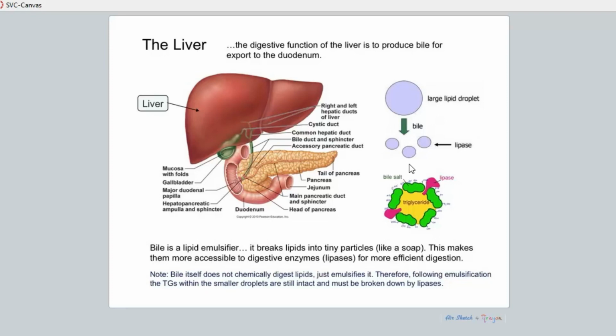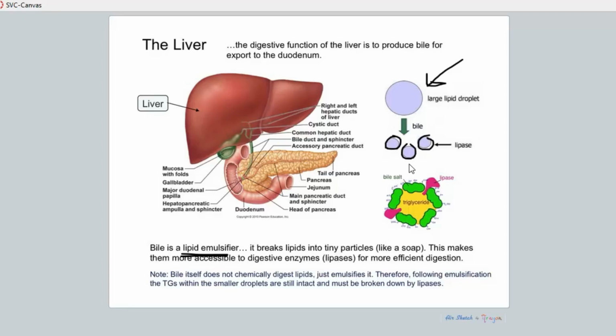Okay, let's talk about the liver here now. The digestive function of the liver does a whole bunch of things, but the digestive function of the liver is to produce bile. And like I said earlier, it's going to produce that bile, travel down the bile duct, and it's going to make its way into the duodenum. Now, bile is what we call a lipid emulsifier. This is a large lipid droplet here, a large fat droplet, and what emulsifiers do is they break this large lipid droplet up into smaller lipid droplets.